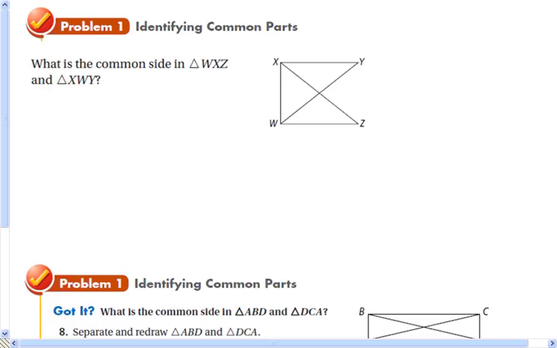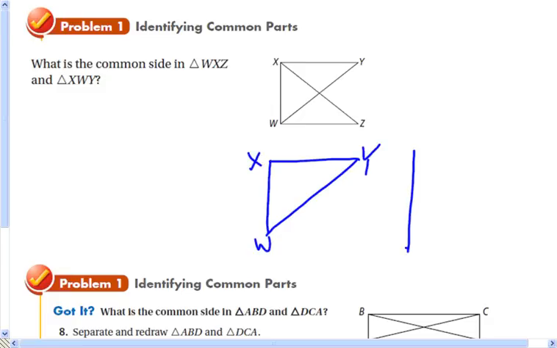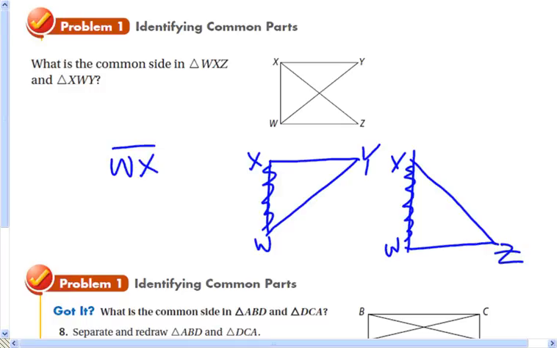All right, problem number 1. What is the common side in triangle WXZ and triangle XWY? Figure that out. I think we're going to redraw these two triangles. Here's WXY, and here is XWZ. And if we look closely, you'll notice that they both have this side. So side WX is the common side.